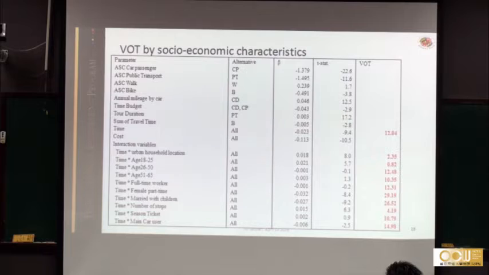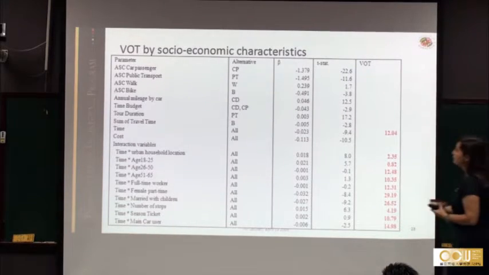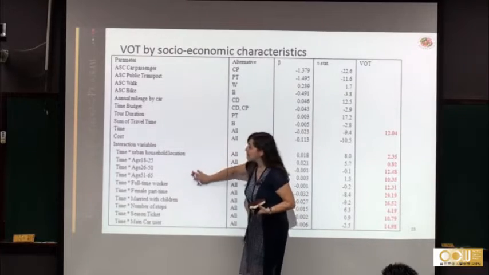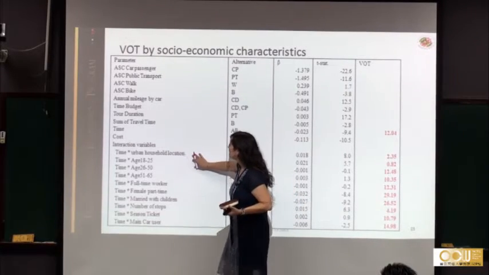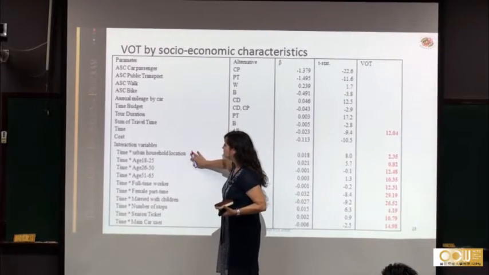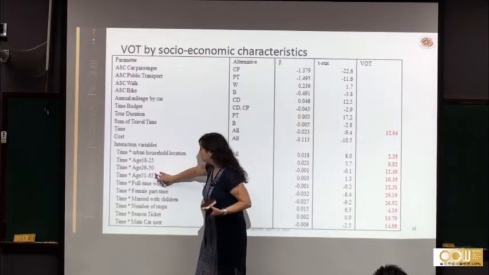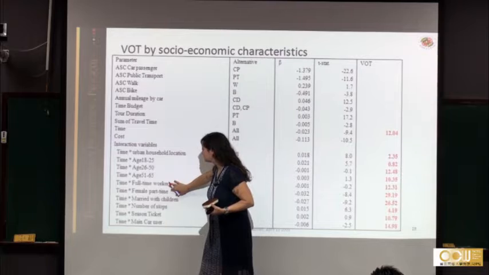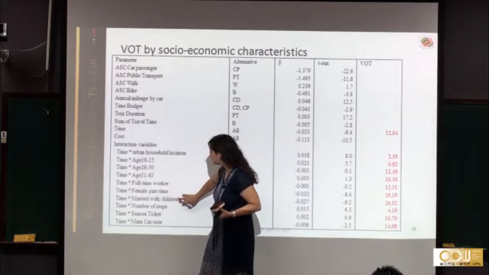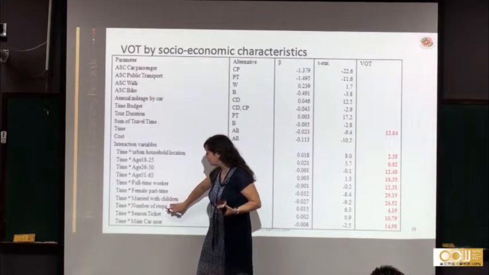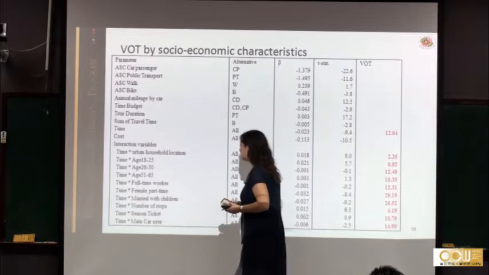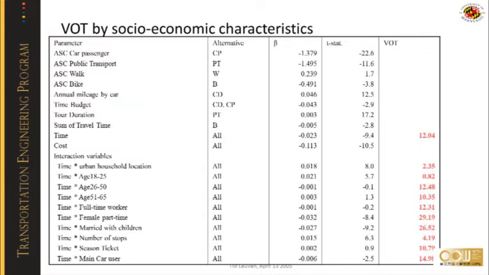This is the value of time by socioeconomic characteristic. You see how many interaction variables I have. I have time interacted with the fact that the household is in an urban location, the age, different ages, the fact that it's a full-time worker, if it is female and part-time, married with children, the number of stops, season ticket, and main car users. So the fact that I have all these variables reduces the random taste variation.